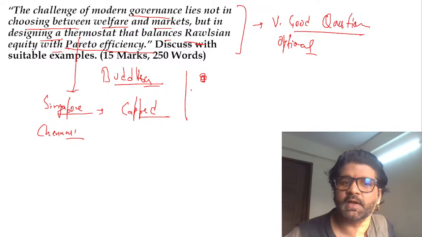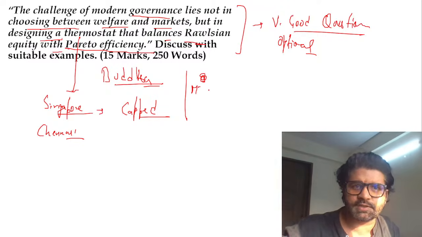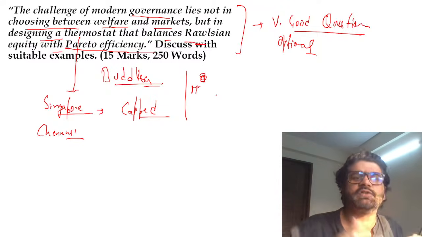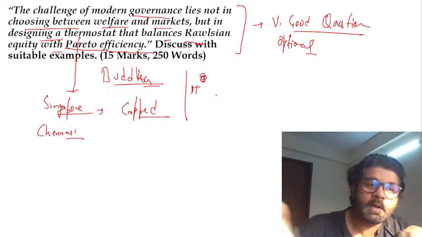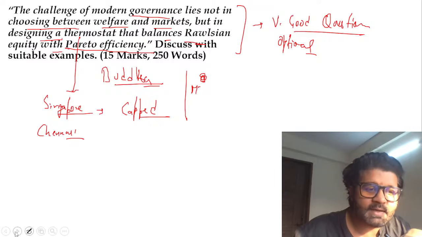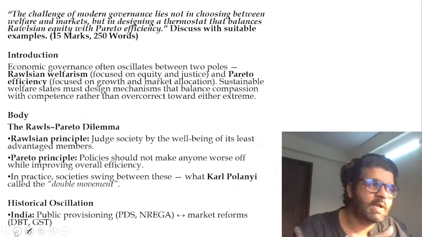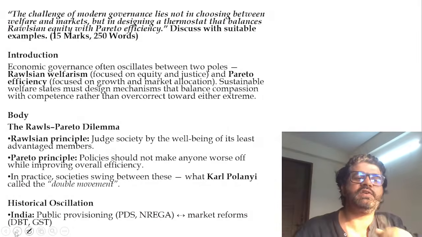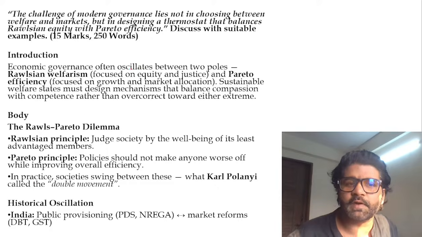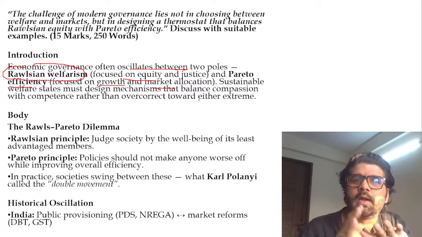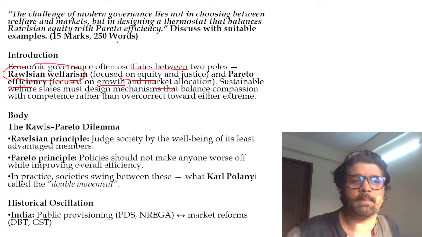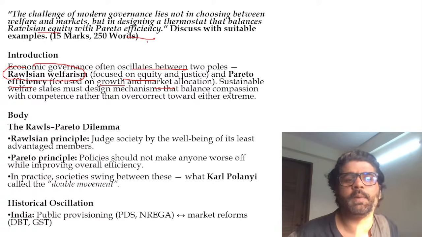India is also doing it. We have MGNREGA, which is the Rawlsian model, and then we have DBT, which is the Pareto efficiency model. So we are maintaining a balance, and we have to learn from other countries as well. That is the challenge of governance. It's not only about equity, it's not only about efficiency. Economic governance often oscillates between the two poles: Rawlsian welfarism, focused on equity, and Pareto efficiency, focused on growth and market allocation. And the great countries are those which are balancing Rawlsian equity with Pareto efficiency.